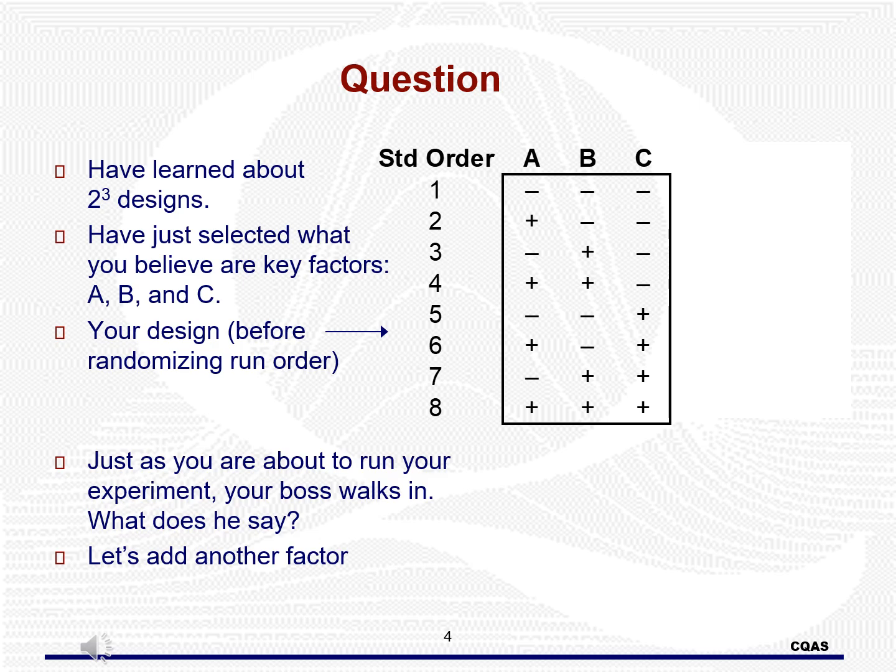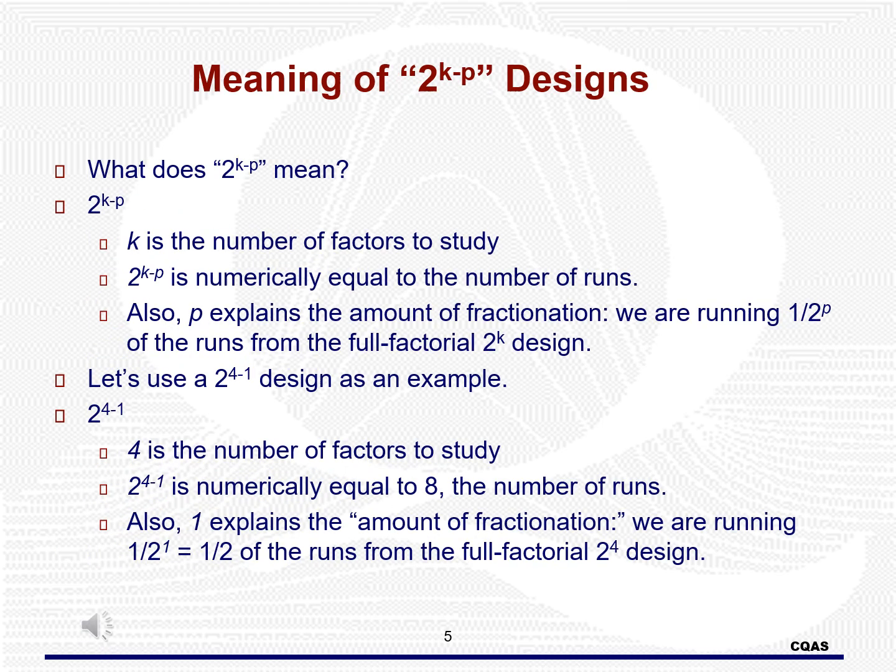In order to decide this, we need to introduce 2^(k-p) designs. A 2^(k-p) design is a design where we get information on k factors with only 2^(k-p) runs, instead of 2 to the power of k runs. Of course k is the number of factors. 2^(k-p) is the number of runs in the experiment. P represents the extent of the fractionalization. The design uses 1/2^p of the runs from the full factorial.